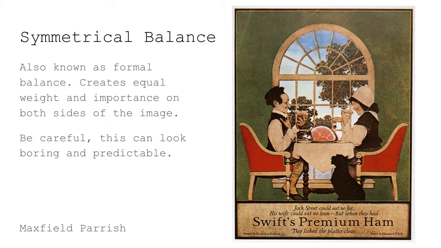However, I think Maxfield Parrish has done a successful job of creating an image that is interesting but also well balanced. Each figure has equal weight within the image, and we're still drawn to the focal point of the image, which is the ham. This is an advertisement for Swiss premium ham, and so the composition draws our eye going right to the center where the focal point is.